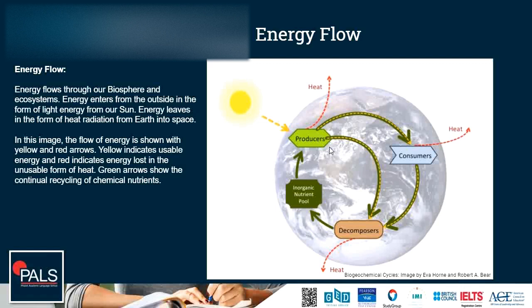Again, we have a flow of energy. In this image here, we can see the flow of energy in yellow from the sun, and the red arrows indicates the usable energy, and red indicates the lost energy in the form of heat.